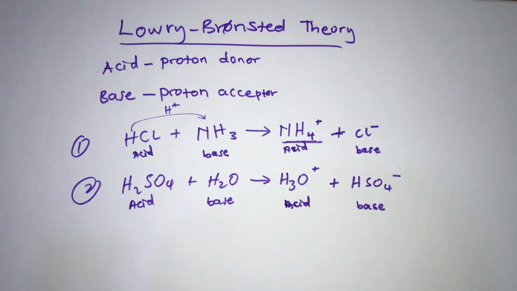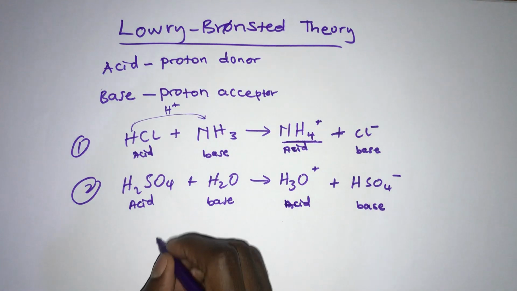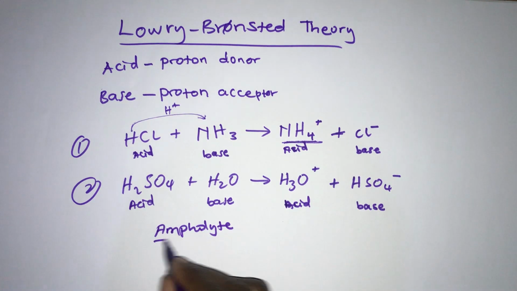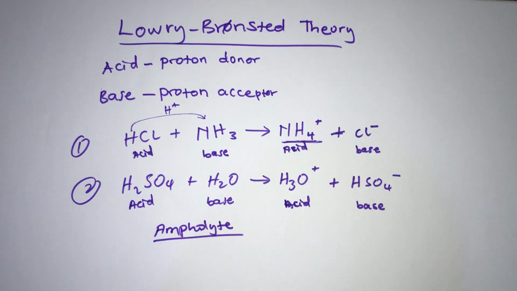So before I forget, we have what you call an ampholyte. An ampholyte is a substance that can either act as acid or base. So make sure you get that correct. It either acts as acid or base, not acid and base. Acid or base. So that is an ampholyte. It means that this substance can act as an acid, it can also act as a base, just like that. So we call it an ampholyte.